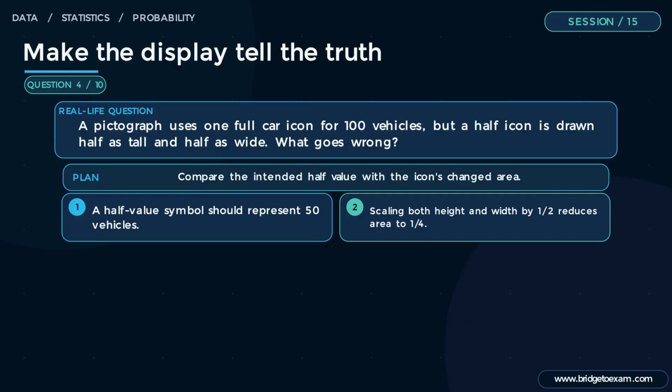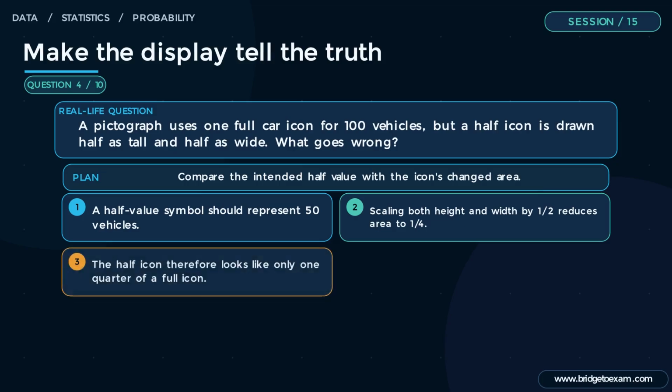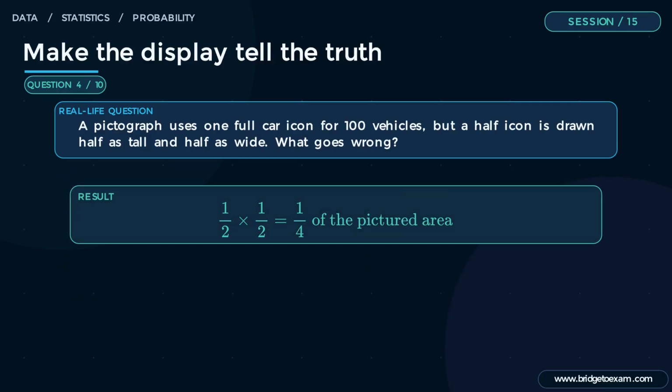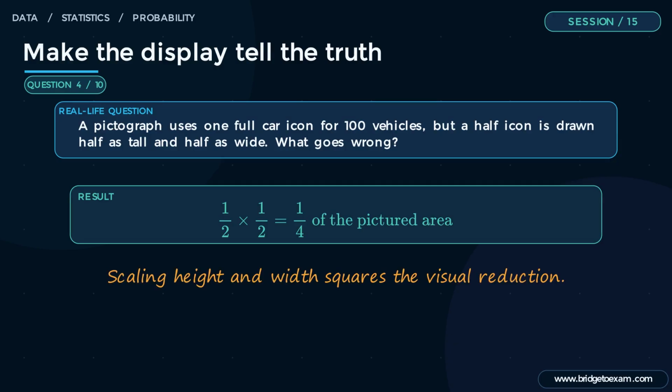Step 2. Scaling both height and width by 1/2 reduces area to 1/4. Step 3. The half icon therefore looks like only 1/4 of a full icon. Step 4. Use half of the icon in one dimension or a clear numeric label instead. Quick check. Visual area, not only height, controls how large a symbol appears. This matters in real life because infographics must scale symbols consistently to avoid misleading readers.